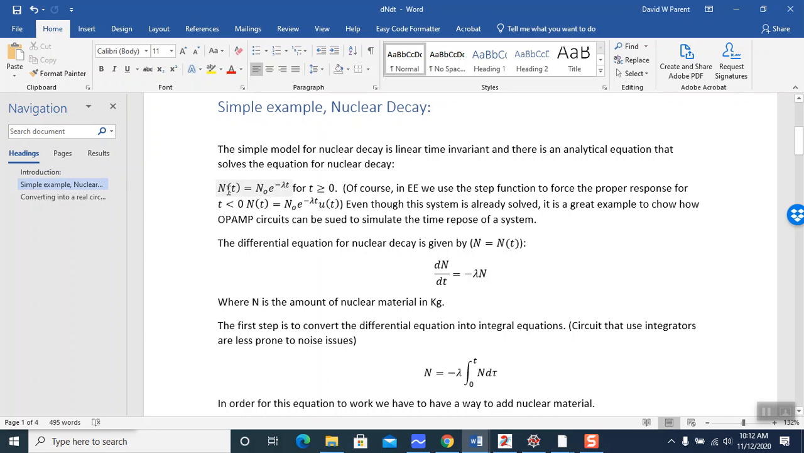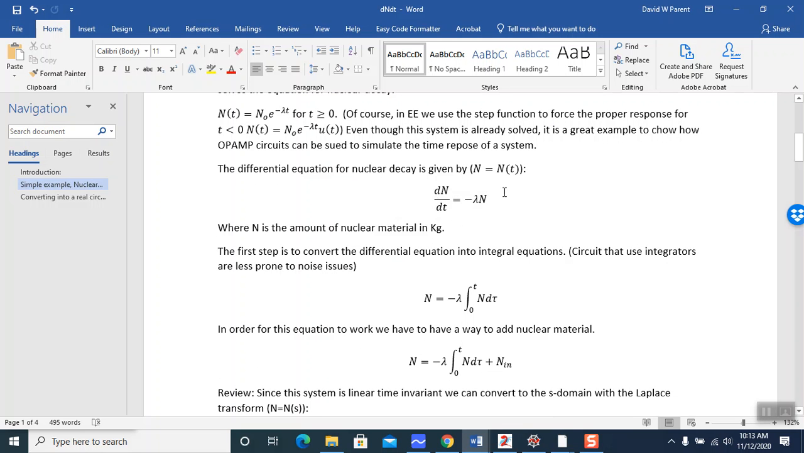It has an equation. The amount of nuclear material is an exponential decay of some original amount of nuclear material, and there's a scale factor. Now, the original differential equation, in time, is the derivative of the amount of nuclear material is equal to negative time constant times the material at any given moment in time. And N can be the nuclear material in kilograms.